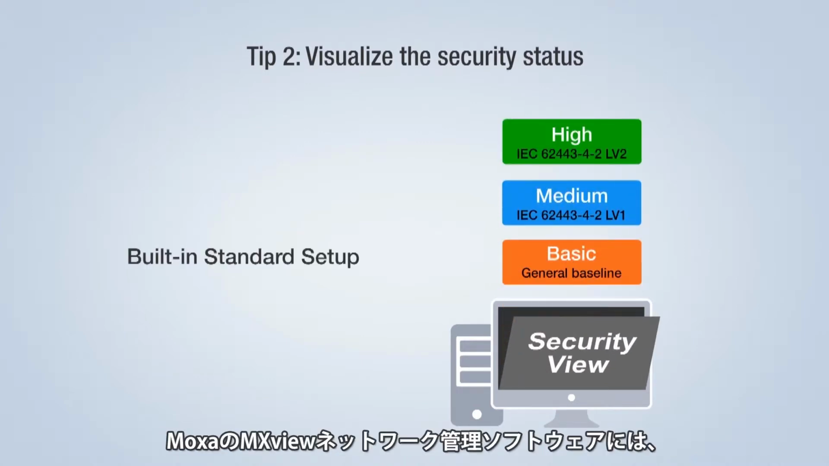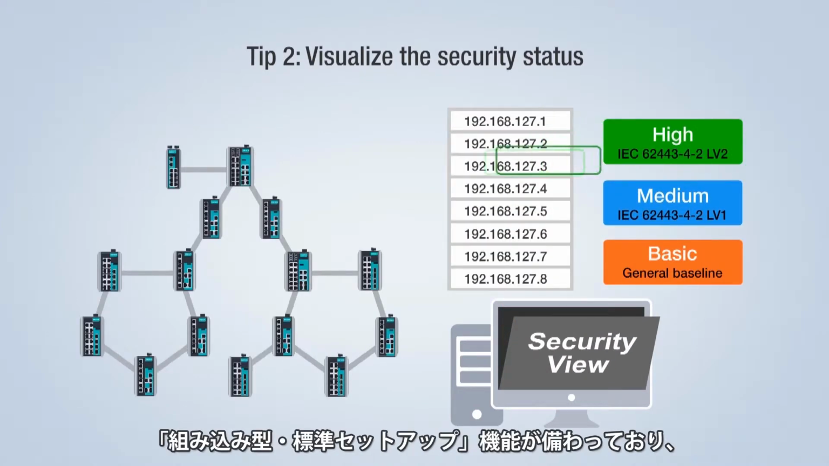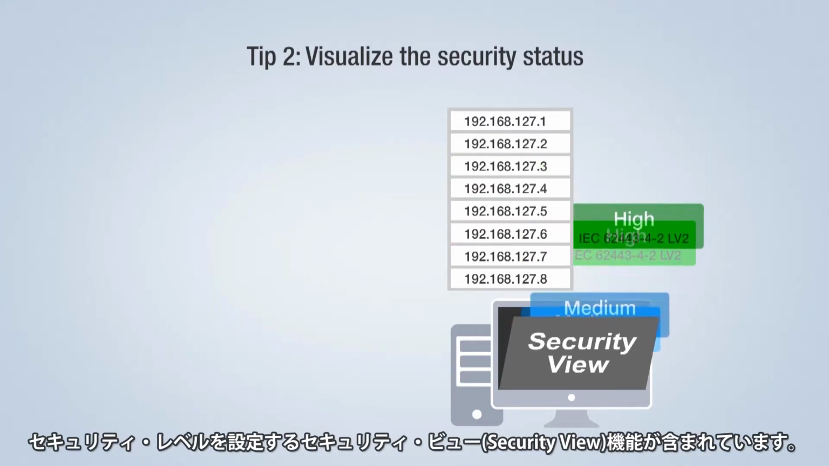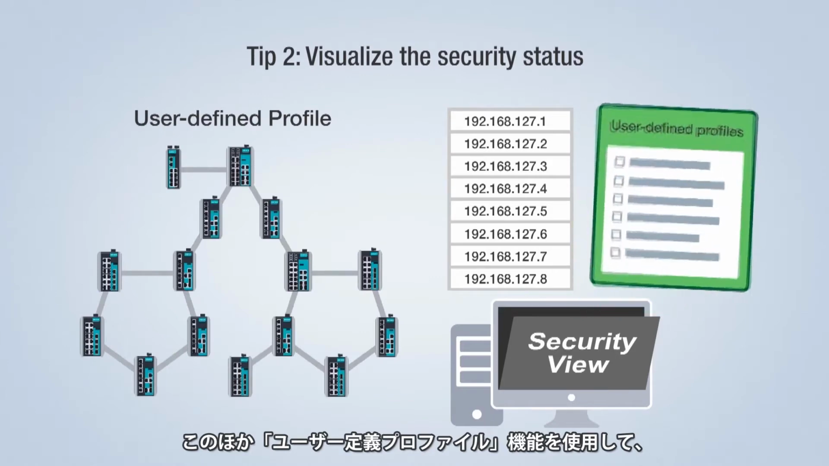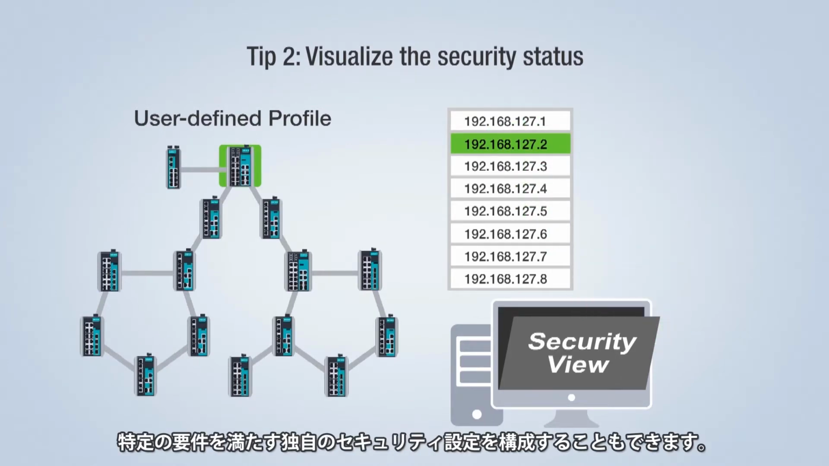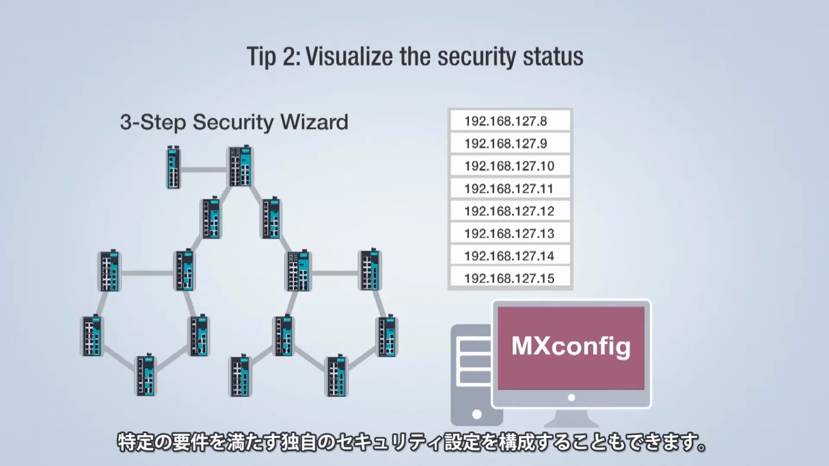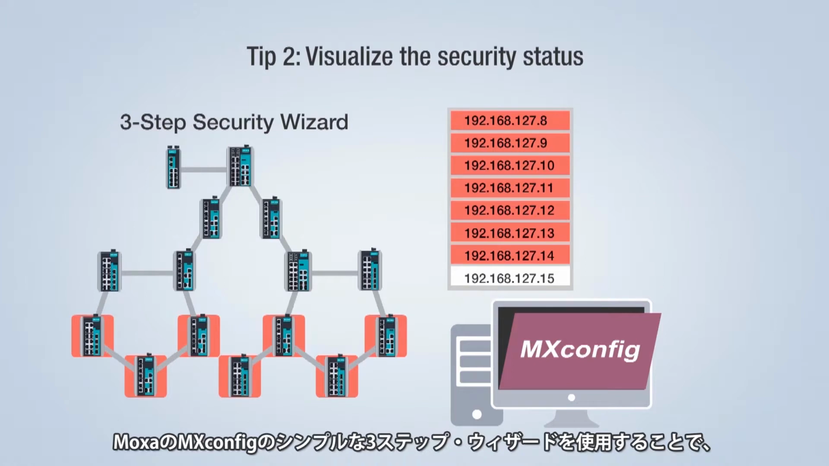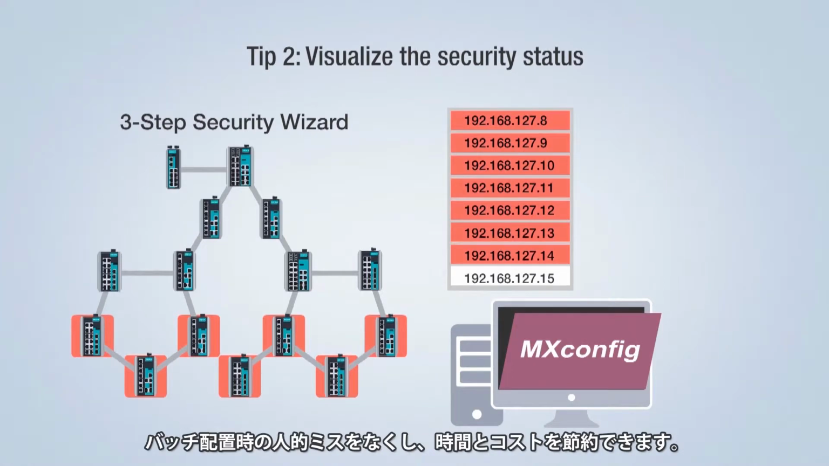Our second tip is to visualize your network security status. Moxa's MXview network management software includes a security view feature that has the built-in standard setup function to set your security level. Or you can use the user-defined profile function to configure your own security settings that meet your specific requirements. For large networks, using the simple three-step wizard in Moxa's MXconfig can help eliminate human error in batch configuration and save time and costs.